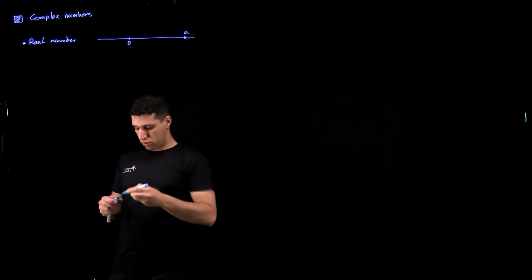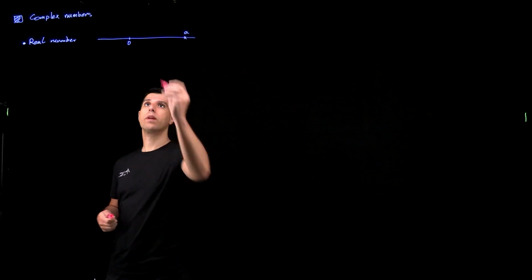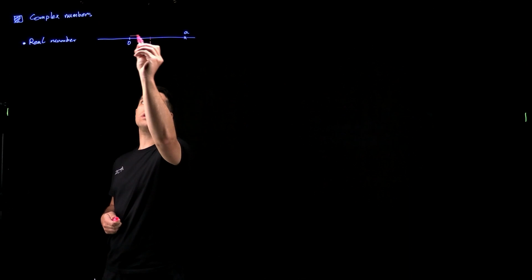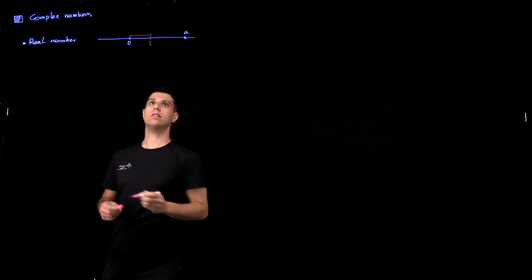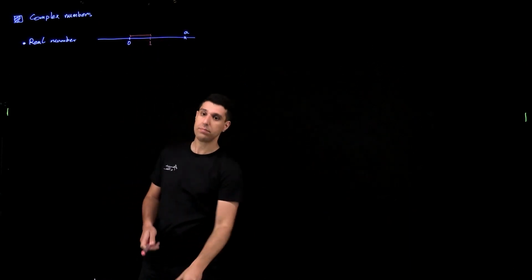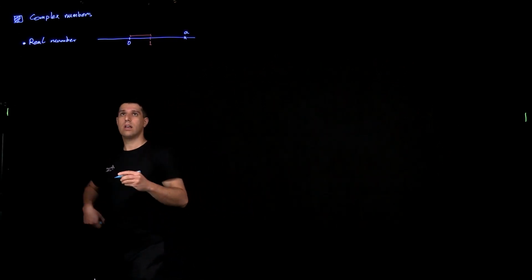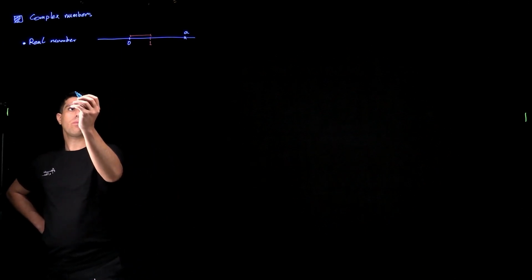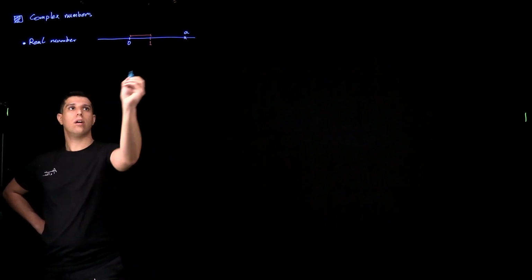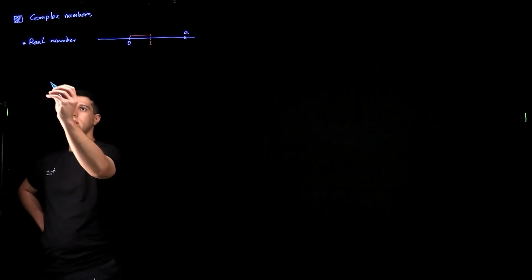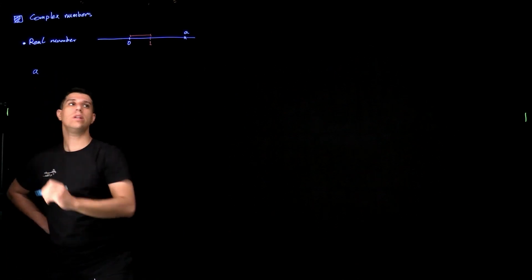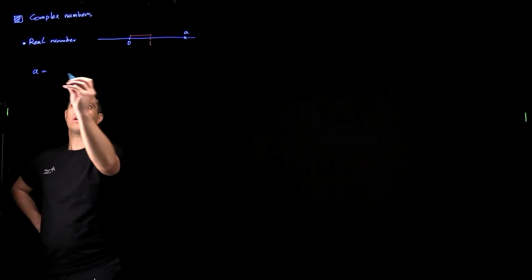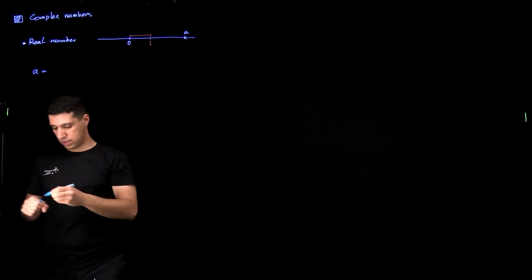Let's also define something called unity or unit distance. Let's take this distance, call it unit. And we can look at a real number as a kind of scaling of that unit distance. So number A, point A on the line, is essentially a scaling of this unit distance.